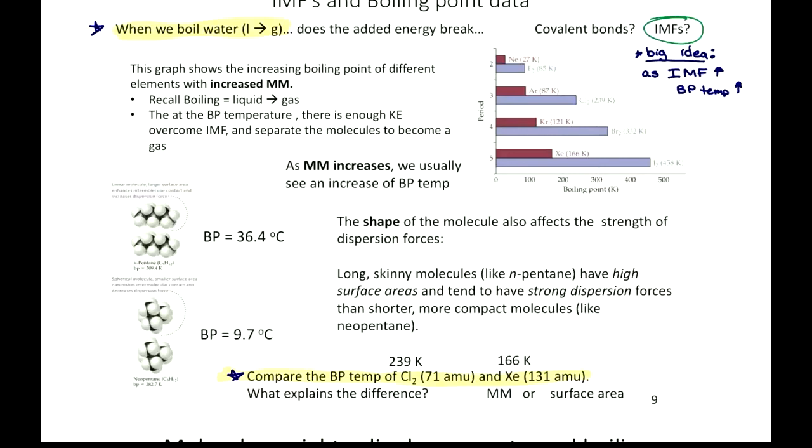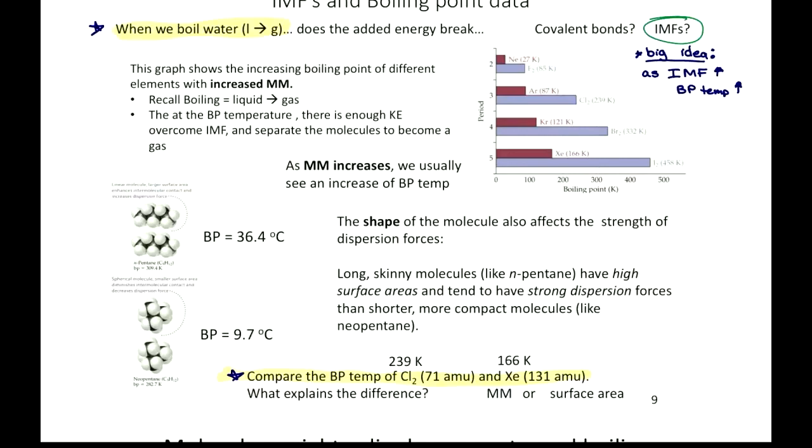So this one's a little bit weird, right? In all of the graphs, didn't I say, as molar mass increases, boiling point increases? But in this one where I compare chlorine gas and xenon, chlorine, the lighter one, actually has the higher boiling point. So that substance has more intermolecular forces present. But it's the lighter one, so that means molar mass cannot describe that difference. So what's the only other option?